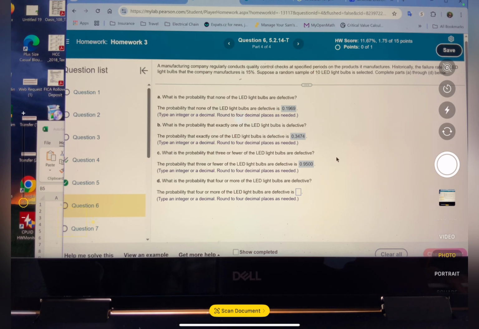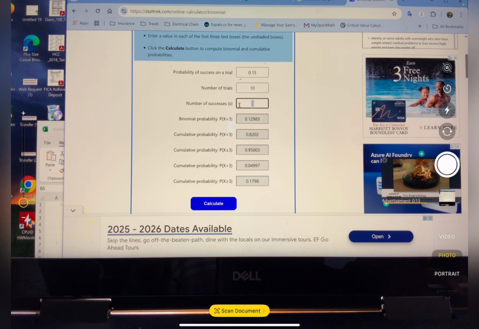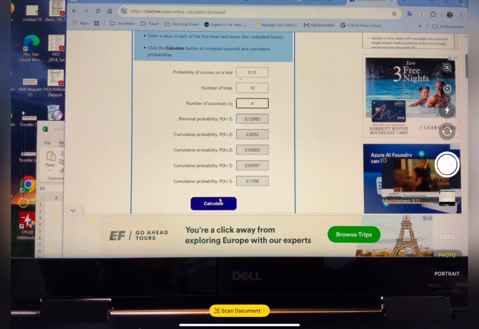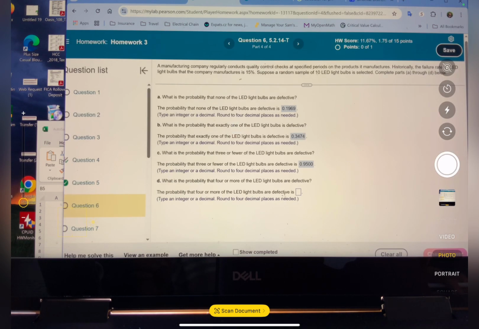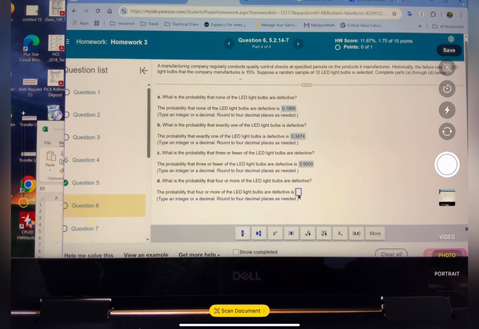All right, and next we have 4 or more. So we're going to find out 4 or more, calculating 4 or more right here. It's going to be 0.0450.